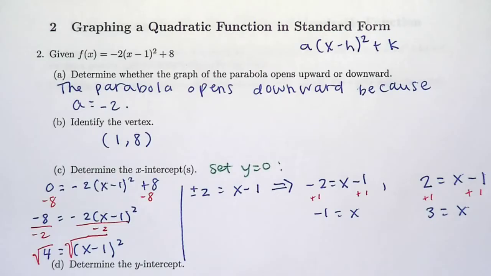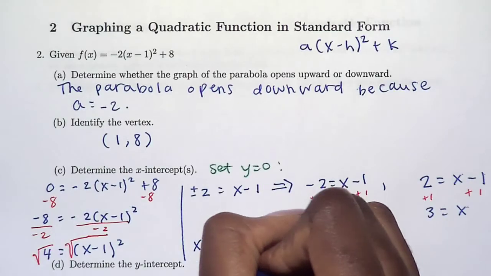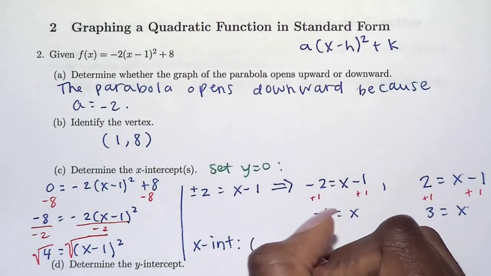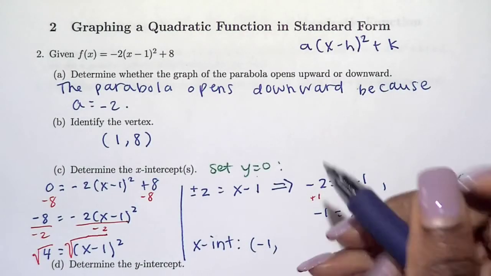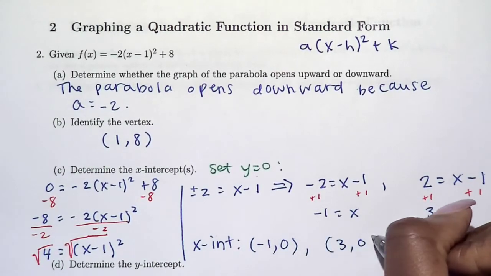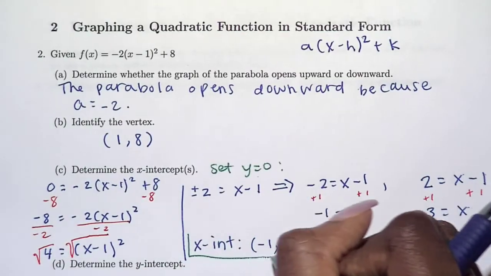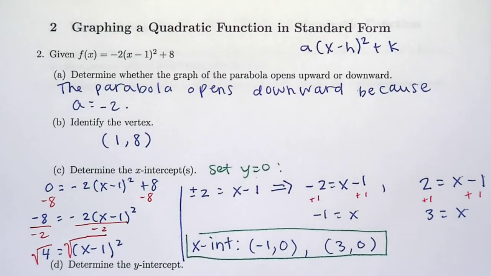So did we answer our question? Are x-intercepts just numbers? No, they're points on the graph. So don't forget, x and y intercepts are actually points. So we have the x value, negative 1. What's the y value? 0. It's what we set it to be. And then 3, 0. All right, so these are our x-intercepts.